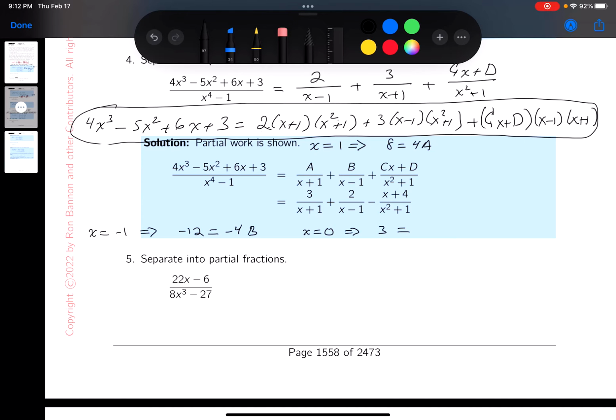It's 3. And again, I chose 0. So what are you going to get? Well, you can get 2 times 1 times 1, which is 2. And again, I chose 0. So what do you get over there? You get -1 times 1, which is -1. So I can get -3. Let me get my eraser out.